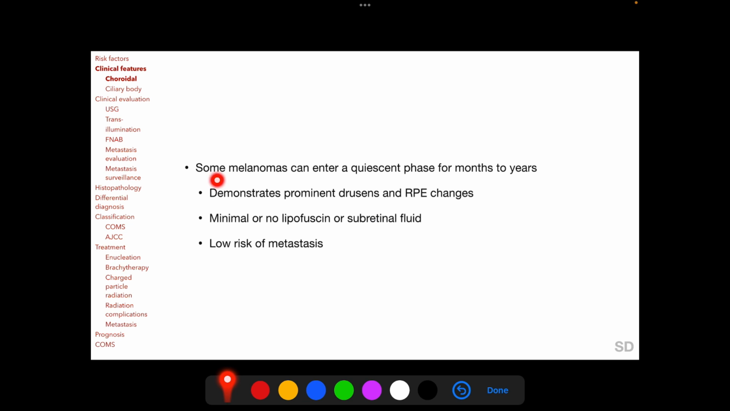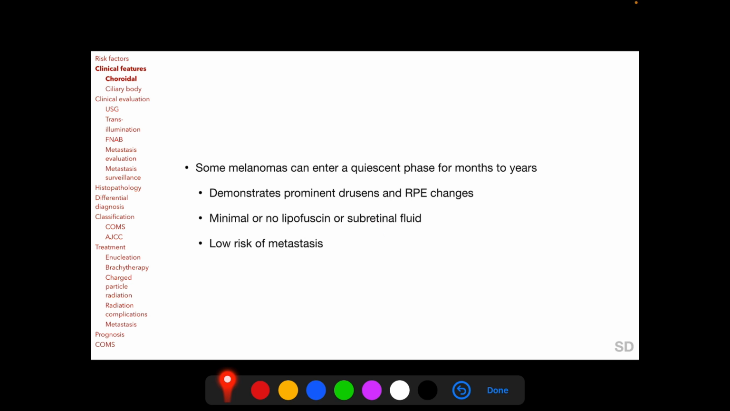Some melanomas, after a period of active growth, can enter a quiescent phase for months to years. When they demonstrate benign features such as drusen and RPE changes and lack malignant features such as lipofuscin and subretinal fluid.